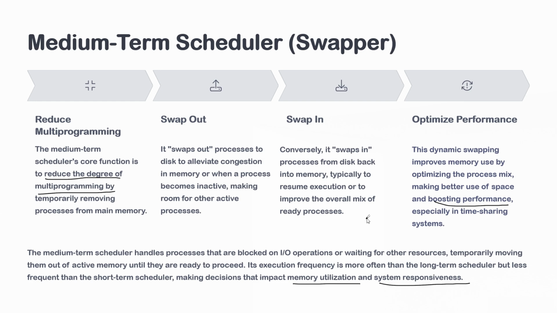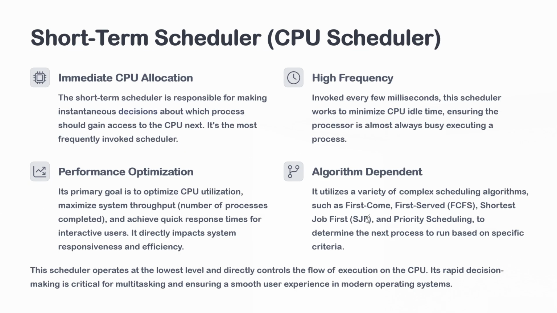Now we are moving towards the short-term scheduler, which is also called the CPU scheduler. Immediate CPU allocation. The short-term scheduler is responsible for making instantaneous decisions about which process should gain access to the CPU next. It's the most frequently invoked scheduler. High frequency, invoked every few milliseconds.